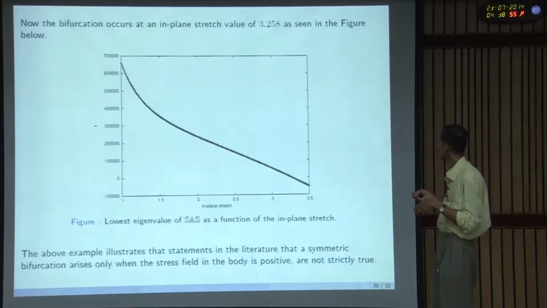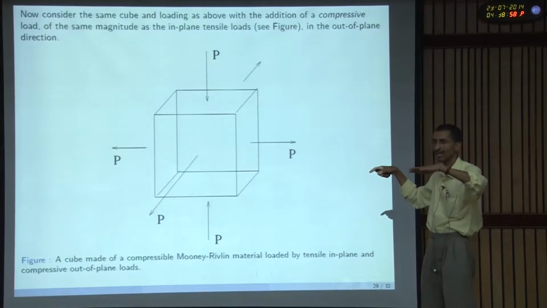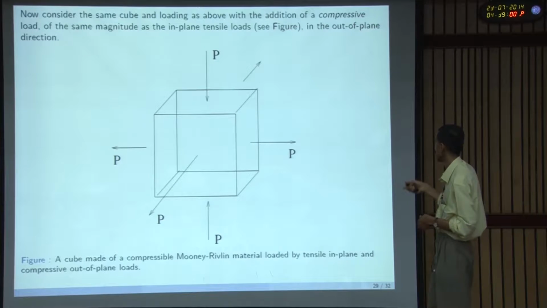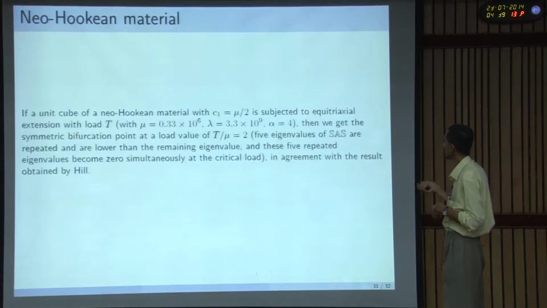But here in this example we saw that this load was compressive and even then it was happening. The in-plane load is tensile, but the out-of-plane was compressive. So it is not strictly true that you should have only a tensile stress. But at least this criterion is predicting the bifurcation at this particular point.